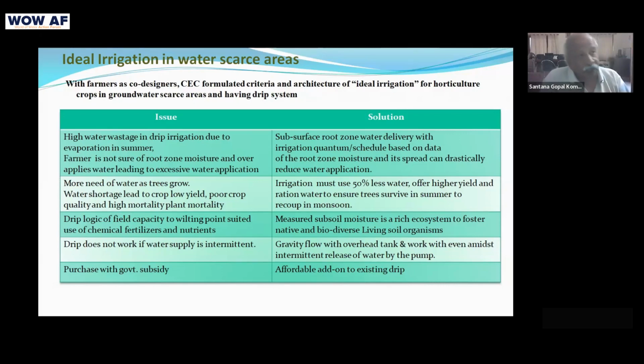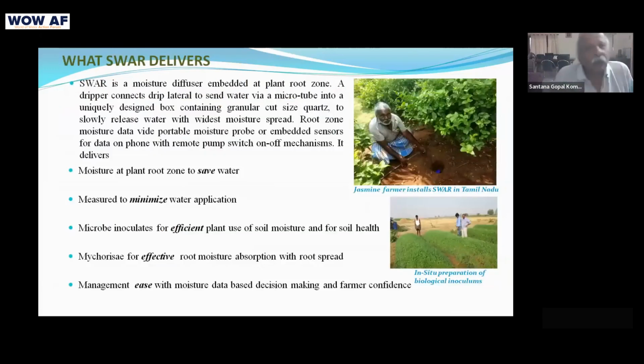And of course, purchase is by government because of the government subsidy, although a lot of industries are buying it on their own. Whereas what we should do is to have it as an affordable add-on to existing drip. So what does SWAR deliver? System of Water for Agriculture Rejuvenation, whose architecture criteria were listed earlier.